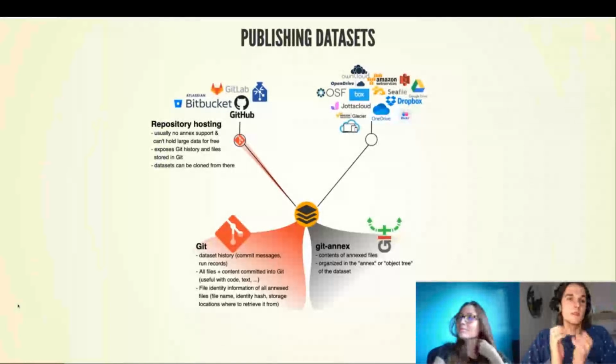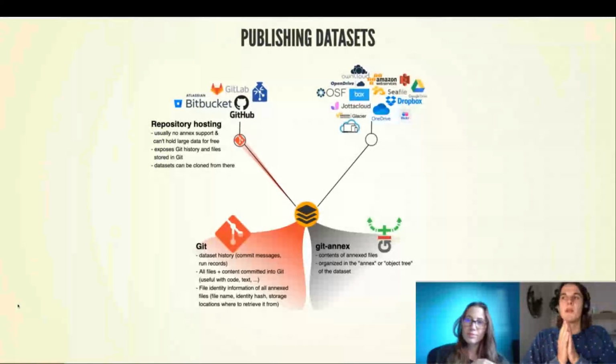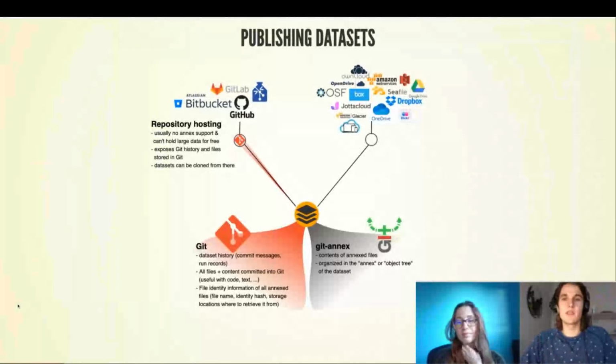And these repository hosting services usually don't have Annex support, so they can't really hold these Annex files, which are usually the bigger files that you have in your data set, or this larger data, for free. Instead, what these repository hosting services do is nicely show this Git history and all the files that are stored in Git, and also show you how datasets can be cloned and thereby consumed.